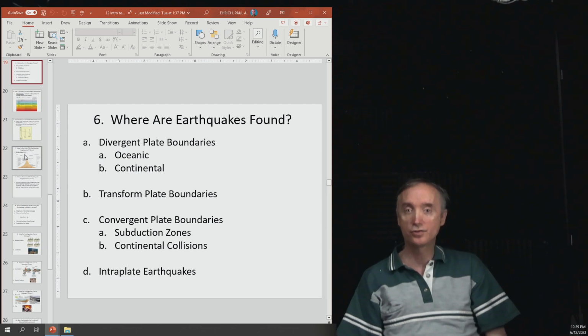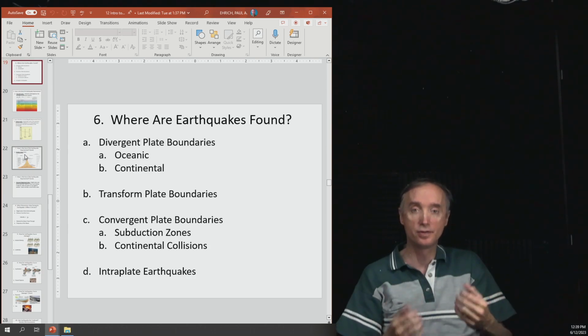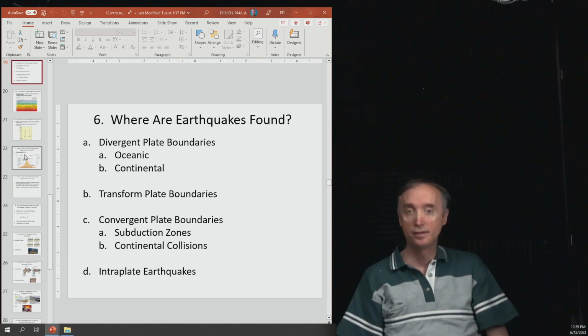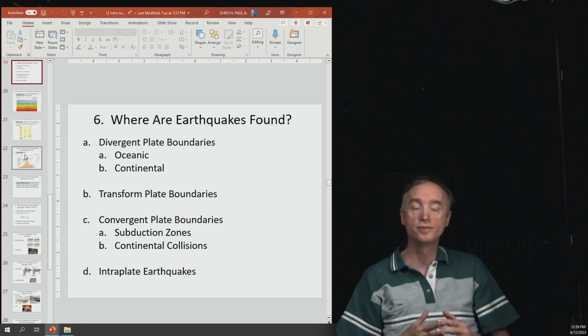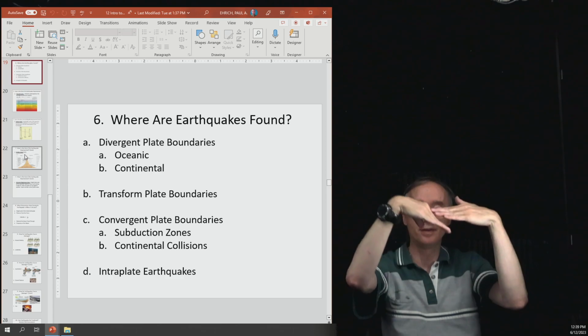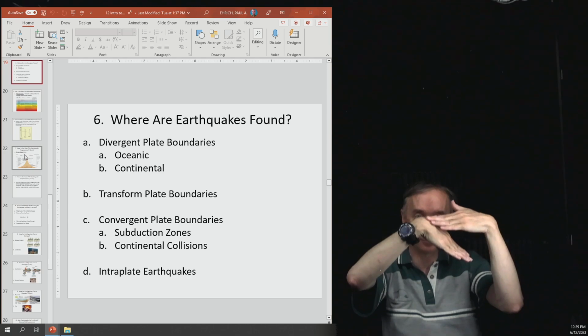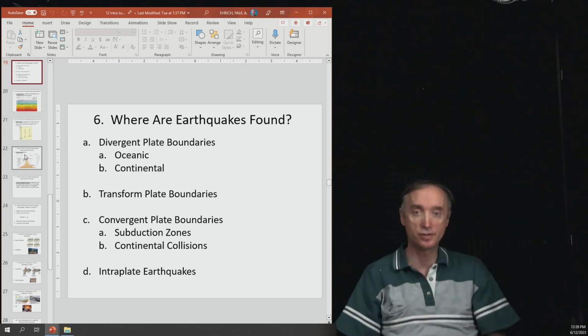Okay, then you've got the transform plate boundaries. So now you're going to have more severe earthquakes where plates are sliding past each other. An example of this is the San Andreas Fault. Then you have convergent plate boundaries, and the most violent earthquakes are going to be associated with subduction zones, where you've got one plate going underneath another plate, and then it gets stuck, and pressure builds up on it until it finally slips, and when it does, that generates the earthquake.